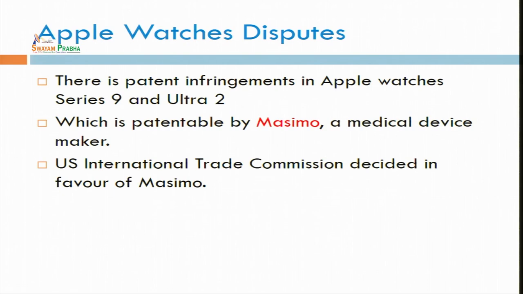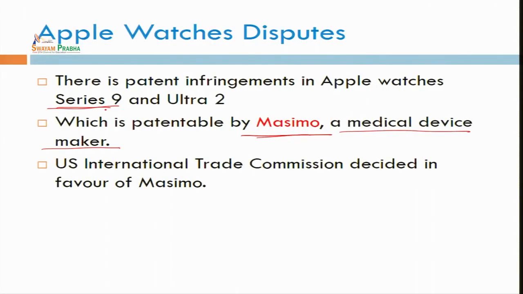We can see here the latest case, just a few days back, the Apple Watch dispute. Apple Watch has two series, Series 9 and Ultra 2, which it was selling on the Apple website and people were purchasing them. But there is one company, Masimo. This Masimo filed a case against Apple, as Apple is using technology patented by Masimo, a medical device maker that has a patent on a particular app and technology, and that technology has been inserted in these Apple Watches.